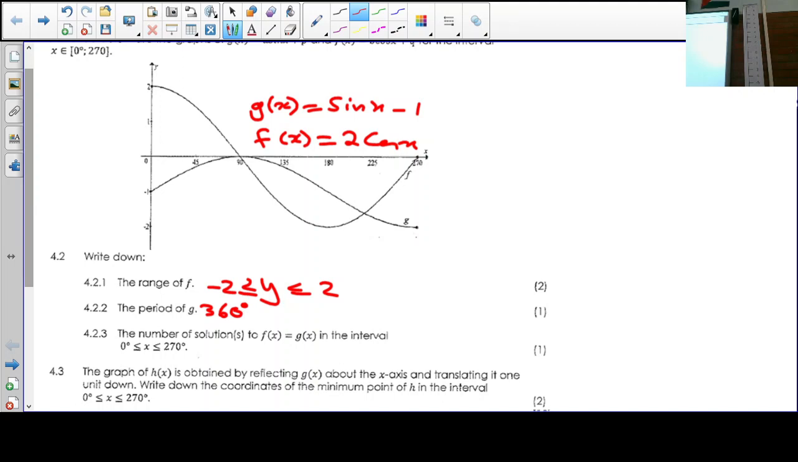The number of solutions to f of x equals g of x in the interval x is greater than or equal to 0 but less than or equal to 270. What does this mean? It means to say that this question must be answered only between what is given there, which is the given interval. What does solutions mean for f of x equal to g of x? What do we actually calculate when we say the two graphs are equal to each other?